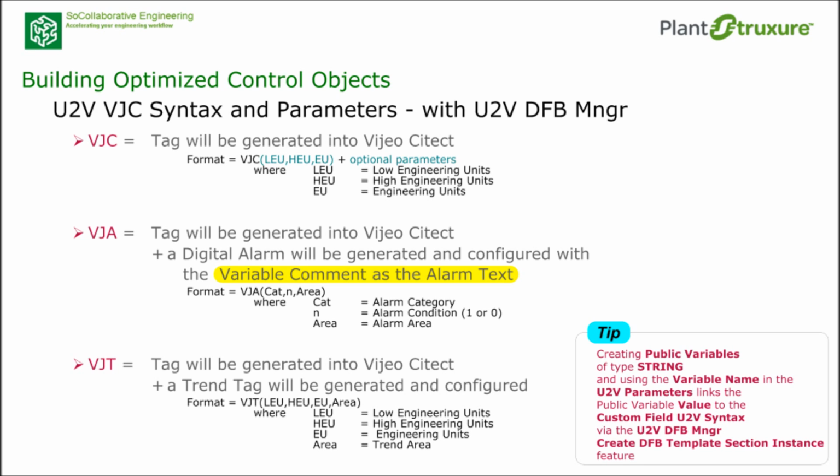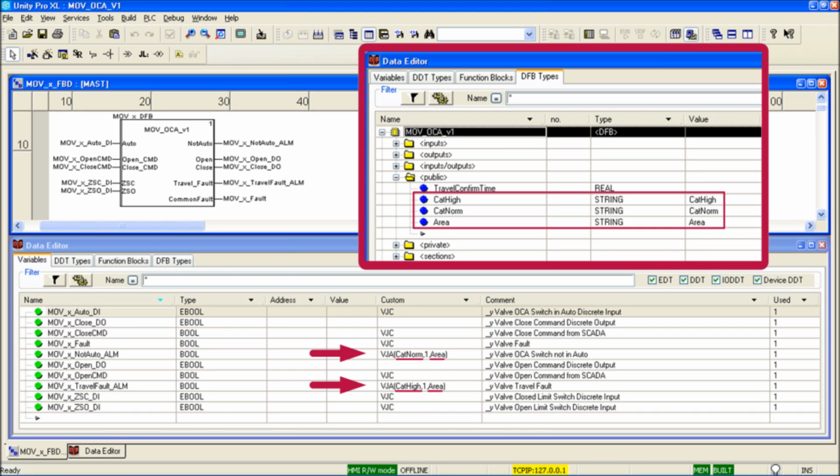But here's the tip. If you will be using the DFB manager, you can create public variables for a DFB that are of the string data type. Then use that variable name in the U2V VJC builder syntax. This will cause the DFB manager to prompt you for the instance-specific value to use for a new DFB instance and a DFB template section instance. Here in Unity is the implementation of the tip. I have set the default value of these DFB public variables equal to the name of the variable. This condition is trapped by the DFB manager and will cause the prompt for a new value.